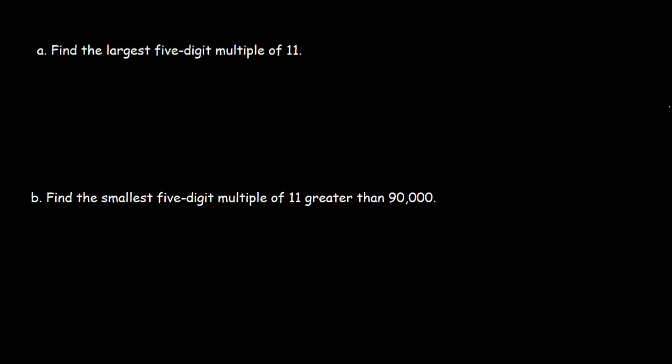So the largest 5-digit multiple. Well, the largest 5-digit number is obviously 99,999, right? Because after this number is going to be 100,000. So this is going to be the smallest 6-digit integer. Well, we want the sum of the alternating digits to be equal according to the divisibility rule. So let's actually try to add this up.